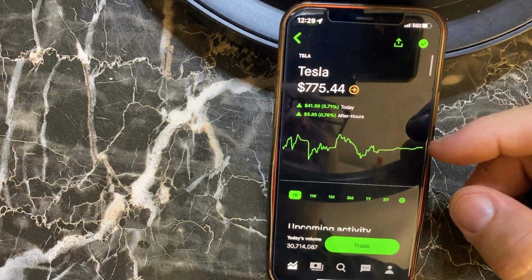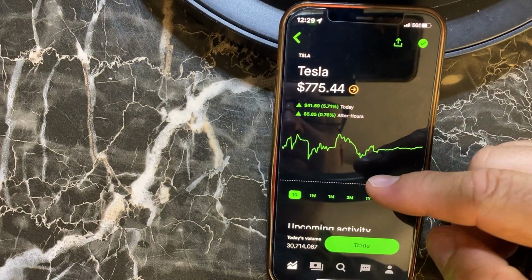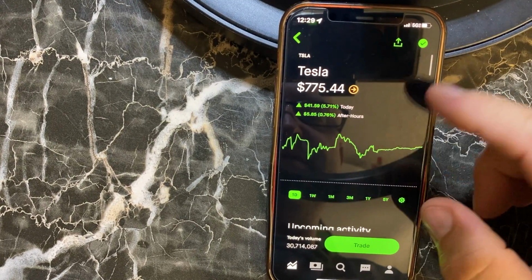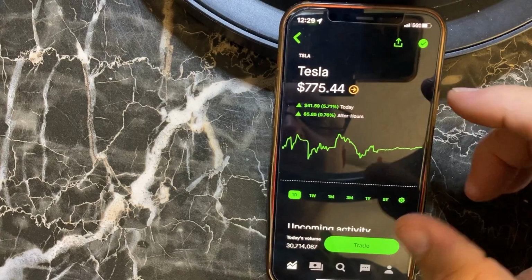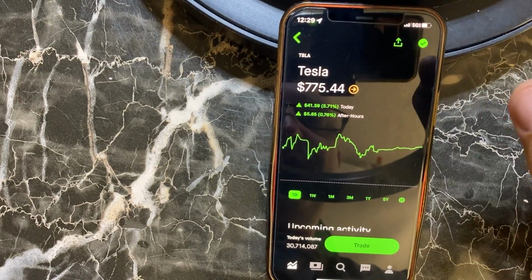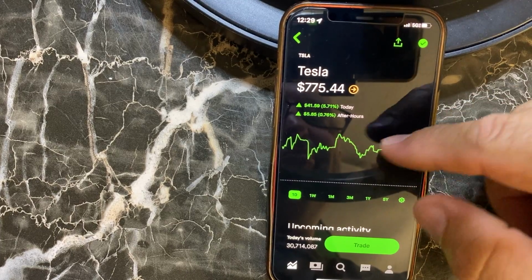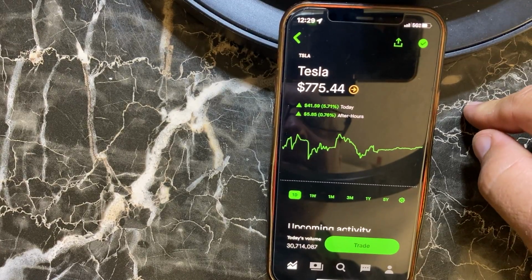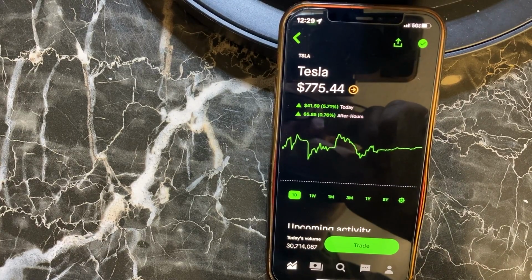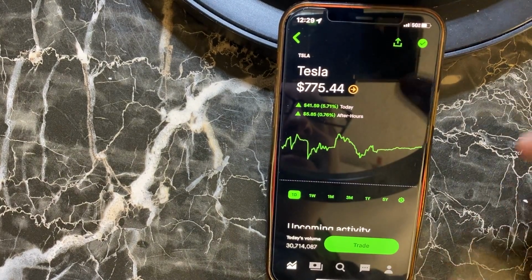So basically, you just have to download it. I did the same thing with Cash App. It's basically the same thing. You download it. You go to your Apple phone, you just go to your app store. You download Robinhood, and then you basically give them your bank information so you can transfer funds.